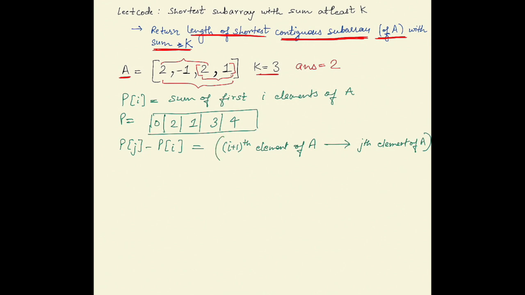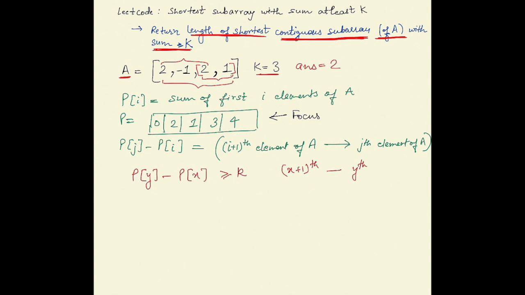Once we create this cumulative array P, we can forget about A. We'll use P to solve this problem. We have to find two indices y and x such that P[y] minus P[x] is greater than or equal to k. That corresponds to the subarray of A from the (x+1)th element to the yth element, whose sum is greater than or equal to k.